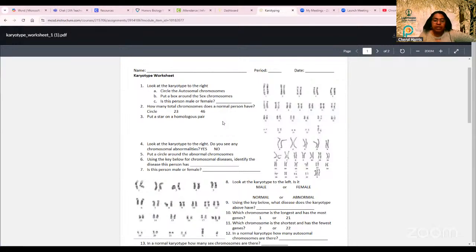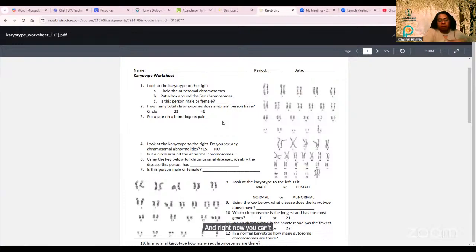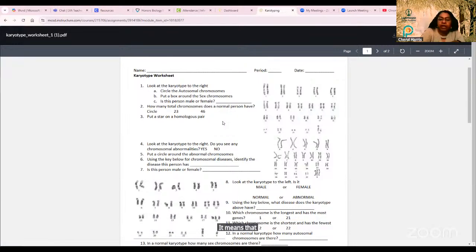Homologous pair means that they are coding for the same type of information. One from mom, one from dad, but they're coding for the same type. Okay, we're not talking about homozygous. So this is homologous. That means this chromosome has the same information as this one. It could be dominant or recessive, but it means that you can put a star on any one of those numbers. On number 2, number 3, anyone is a homologous.